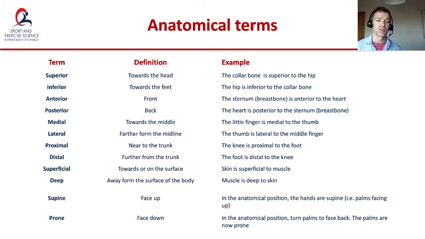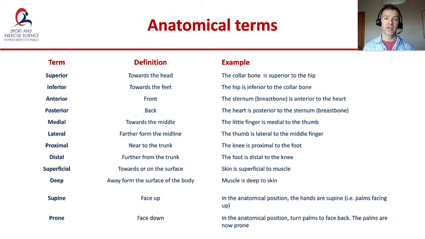So here we have a summary of all those terms and some examples of body parts described simply in relation to one another. So superior, we said, means towards the head. The collarbone, that's the bone at the top of your chest here, is superior to your hip. Your hip is down around your waist, the big bone below your waist there. So the collarbone is towards the head relative to the hip. And then opposite to that, we have inferior, which means towards the feet. The hip is inferior to the collarbone. So they are both located on the trunk, or the main part of the body.